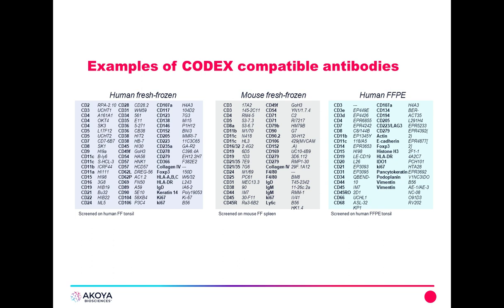So here's an example of CODEX compatible antibodies for human fresh frozen, mouse fresh frozen, and human FFPE tissue. So CODEX is compatible with both fresh frozen and FFPE tissue, and the markers it's compatible with at this point are shown here, and we're always building in more markers to be compatible with CODEX.